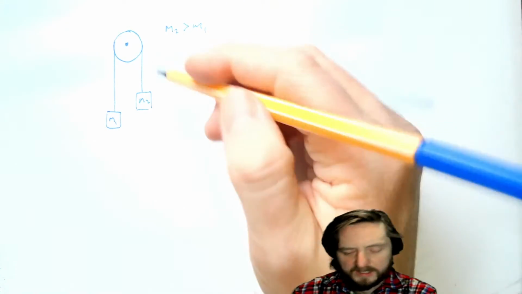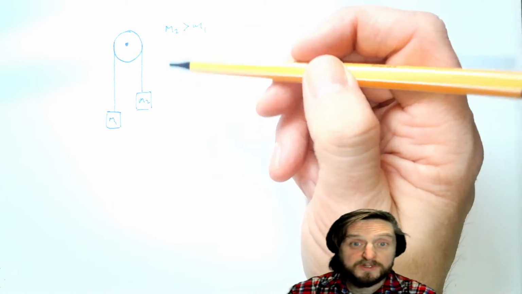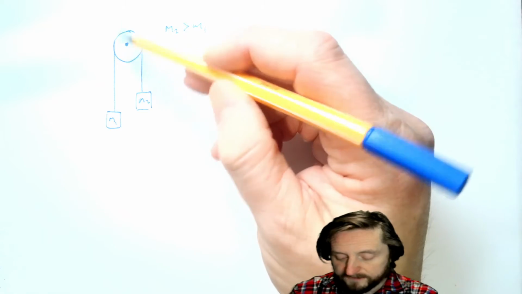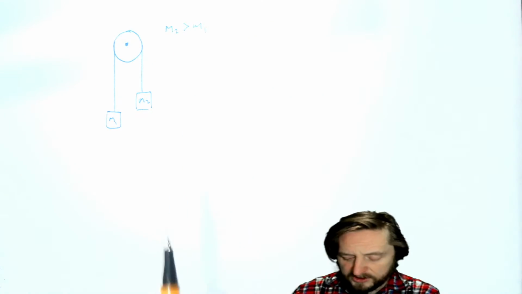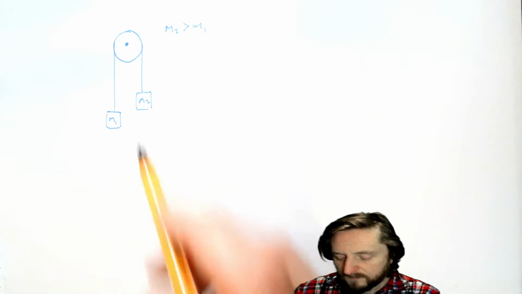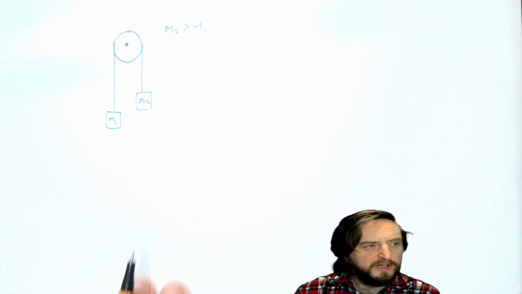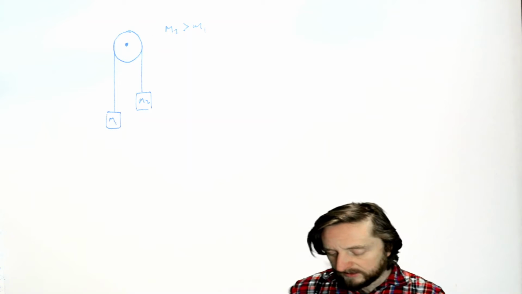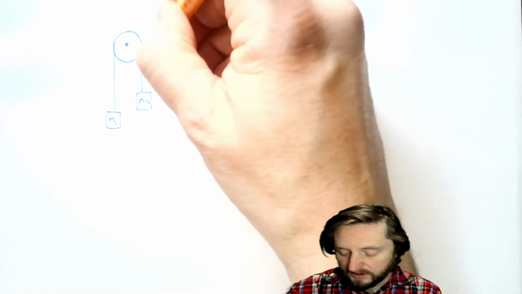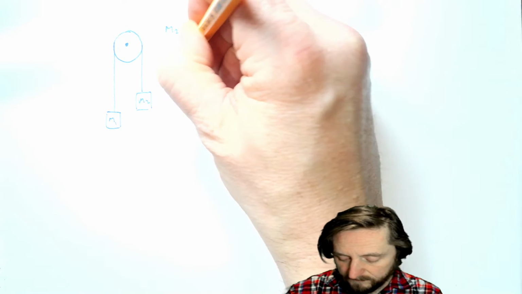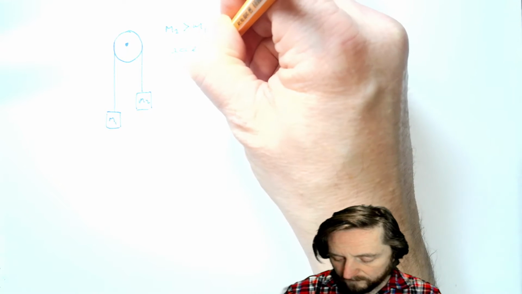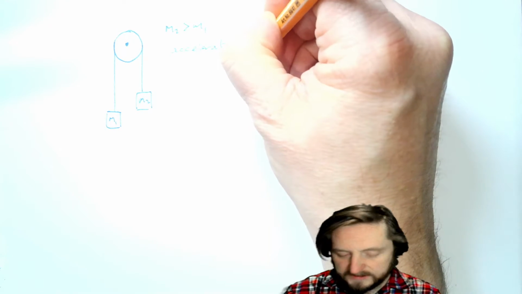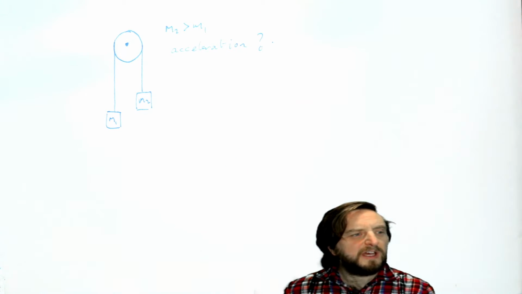Okay, so they're connected by a single string that goes over this pulley. The pulley's free to rotate either way. There's no friction, and this is all oriented so gravity is down here. So the question is, what is the acceleration of this system?